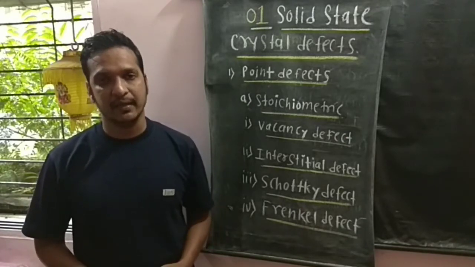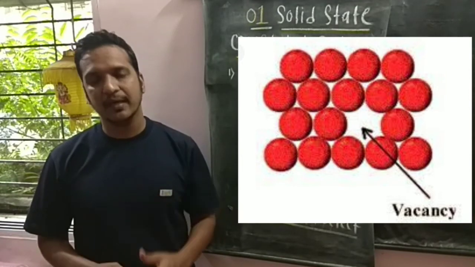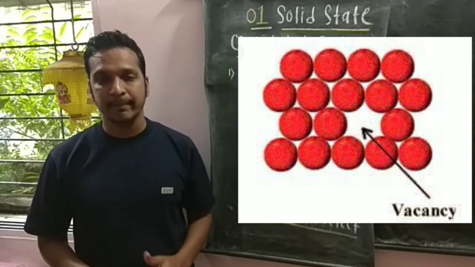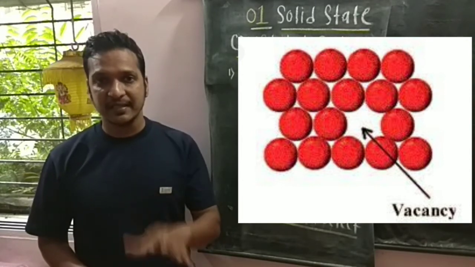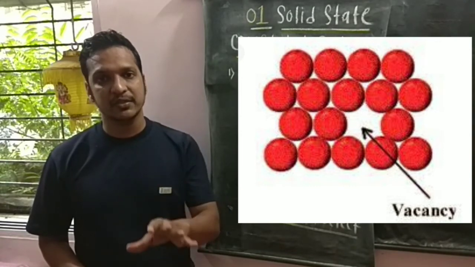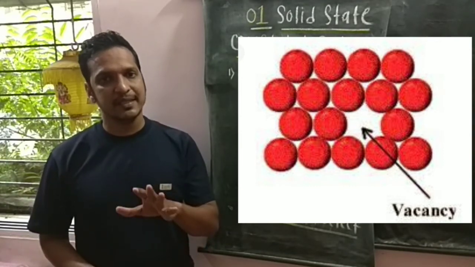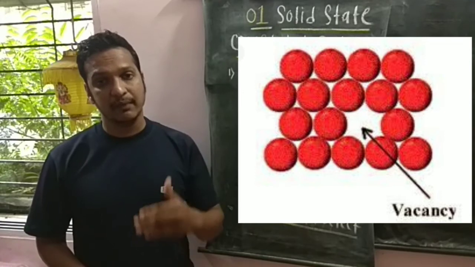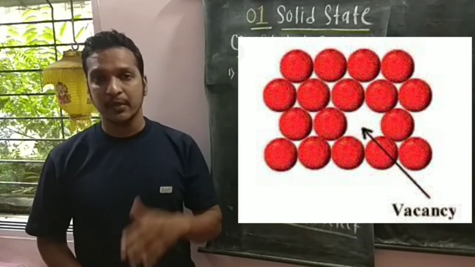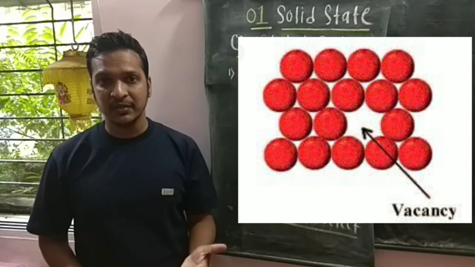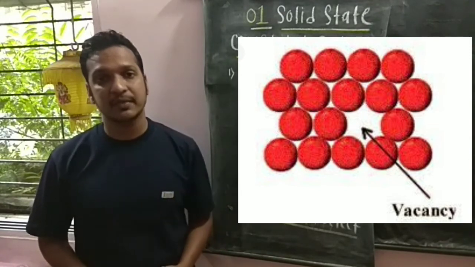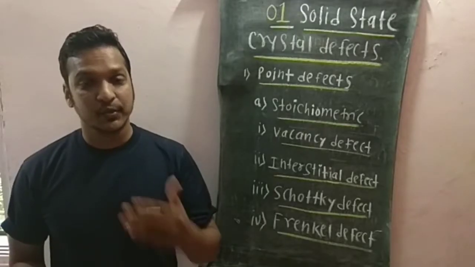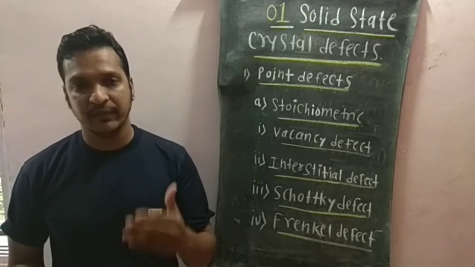Now look at the vacancy defect. This is vacancy defect, and you can see over here some particles are missing from their regular site in the crystal structure. Because of these missing particles, vacant sites are created in the crystal structure of the substance. Because of this missing particle, the mass of the substance decreases, but the volume remains unchanged. Therefore, the density of that substance decreases. So, mass decreases, volume remains unchanged. Therefore, the density of that substance goes on decreasing. So, that was regarding the first stoichiometric point defect, vacancy defect.